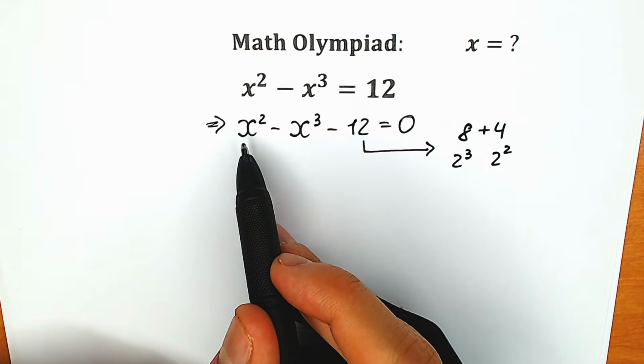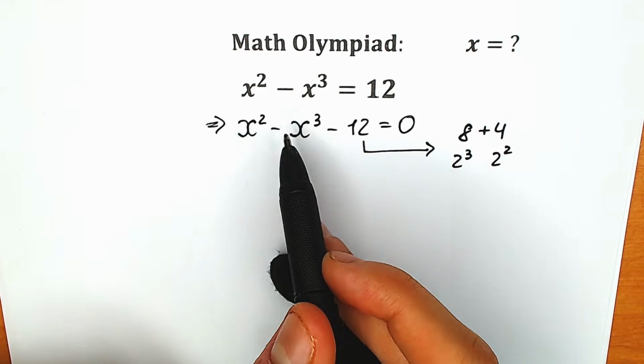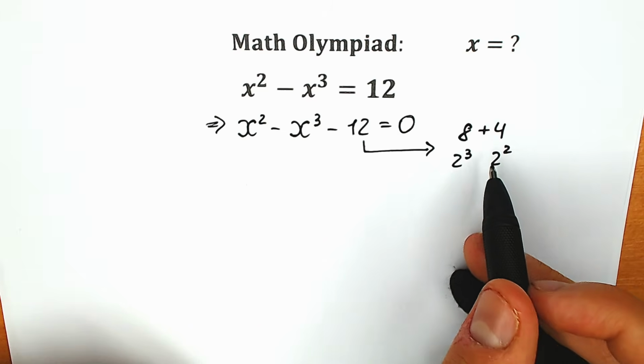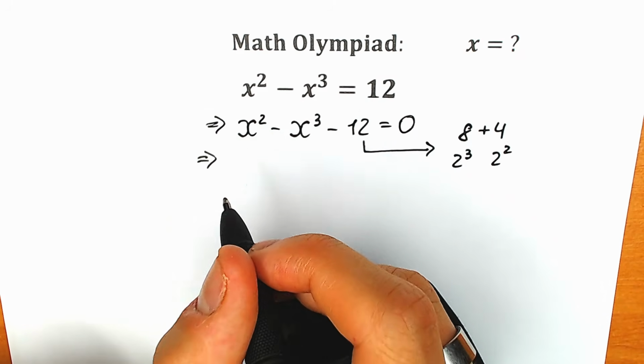And right here on the left side, we have x squared minus x cubed. So we have the second power and the third power. If we express this 12 with the third power and the second power, then we can easily group it. So right now, let's see how we can manage to do this.